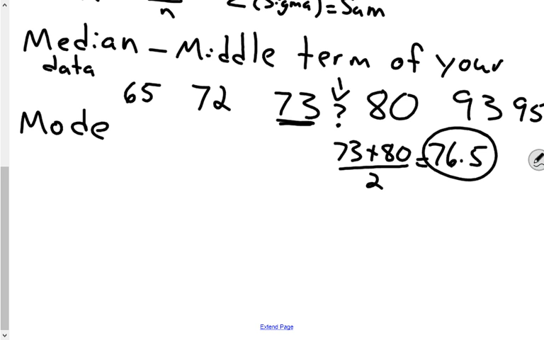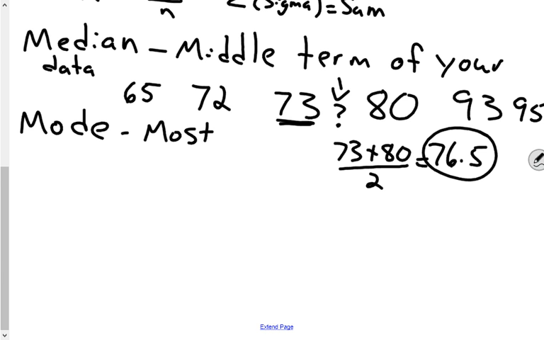Mode? No idea. Mode, I find, is the easiest one to remember, but it's the one that everyone always forgets. And maybe it's because it's the easiest one to do. It shows up the most. You literally look and see which number appears the most amount of times.